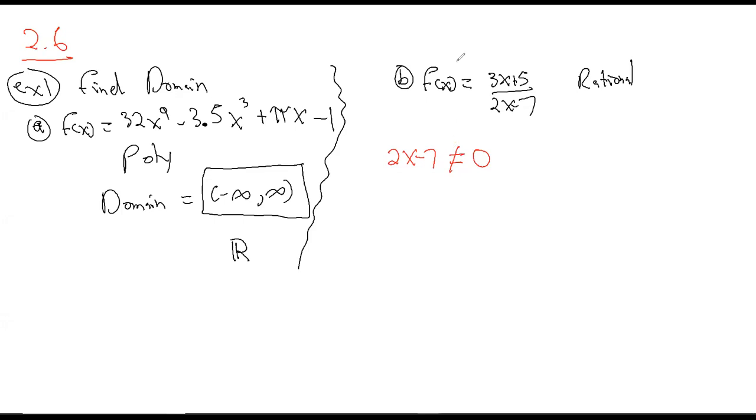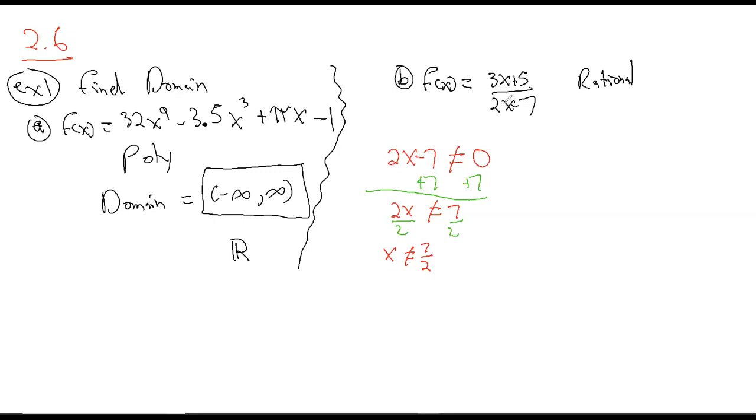Well, to solve that, we're just going to add 7 to both sides, which will give us 2x, and the not equal symbol operates just the same as an equals, so 2x can't be 7. If we divide both sides by 2, then that's going to tell us that x is not allowed to be 7/2. There is only one number in the entire world that makes this function blow up on itself.